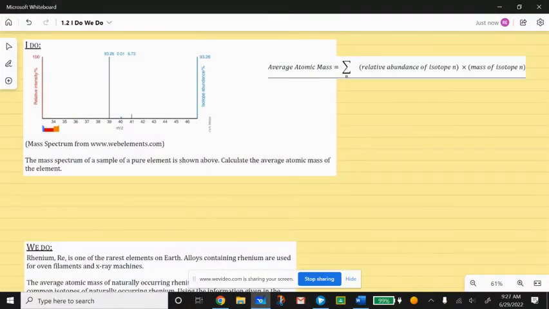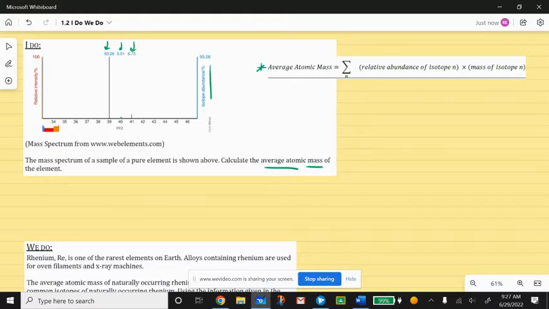In this problem, they give us the mass spectrum of a sample of a pure element. We don't know what it is, but they're asking us to calculate the average atomic mass of the element. Now, the blue numbers here represent the percent abundance.